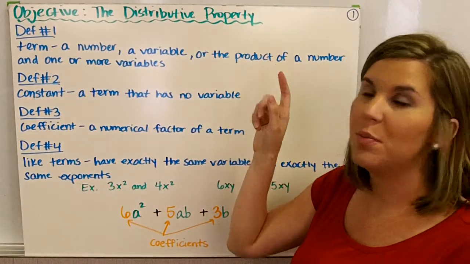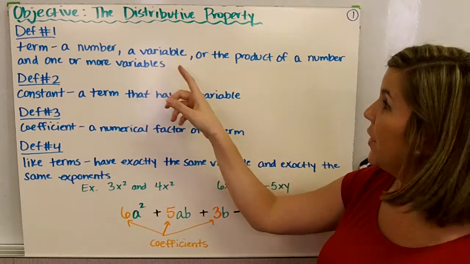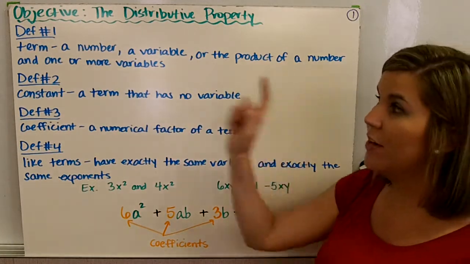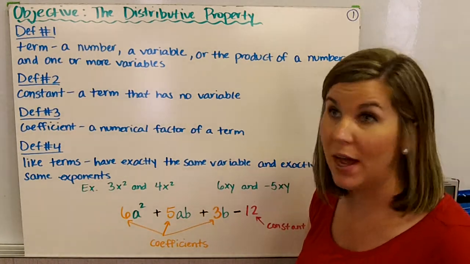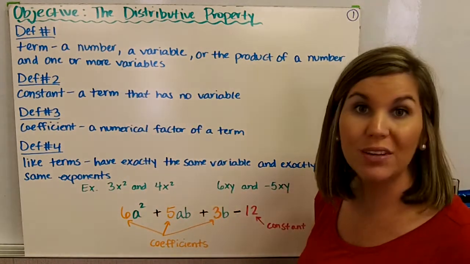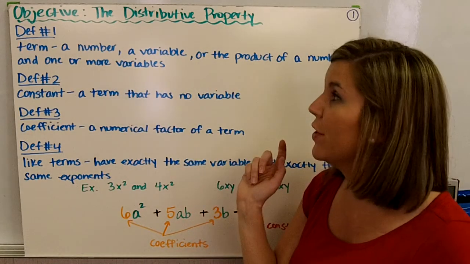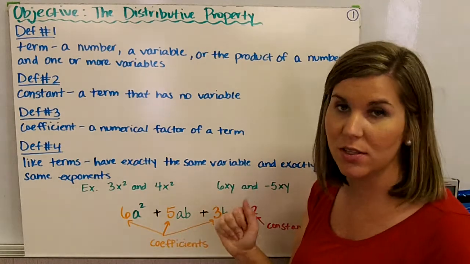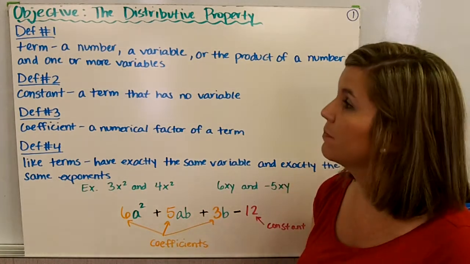Objective, the distributive property. Definition number 1, a term is a number, a variable, or the product of a number and one or more variables. So a term could be 5, just a number, a variable, x, or it could be the product of a number and one or more variables. So it could be 5x, 5xy squared. These were all examples of terms.